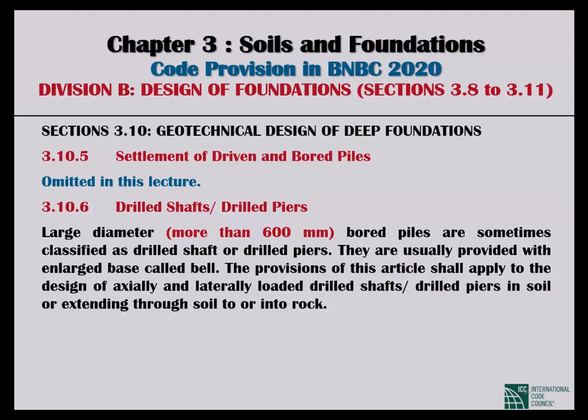And end bearing for cohesive soil is straightforward: 9 Cu, okay? Cu is the undrained shear strength of the soil. Usually, we perform the unconfined compression test. From the unconfined compression strength, you could get the undrained shear strength, Cu, which is equal to qu divided by 2. If you perform an unconfined compression test and get a value of 100 kPa, then Cu would be equal to 50 kPa. Could you get my point?